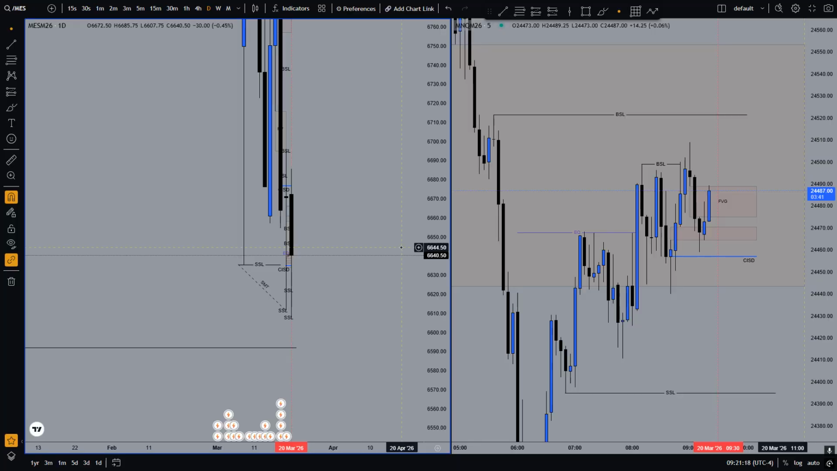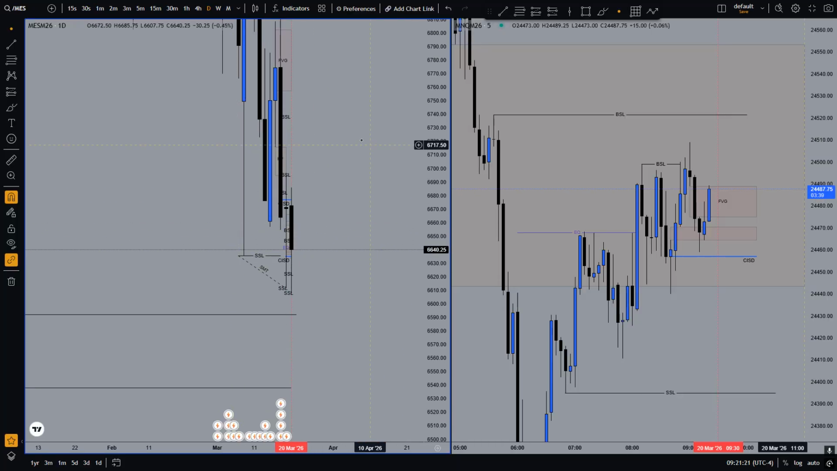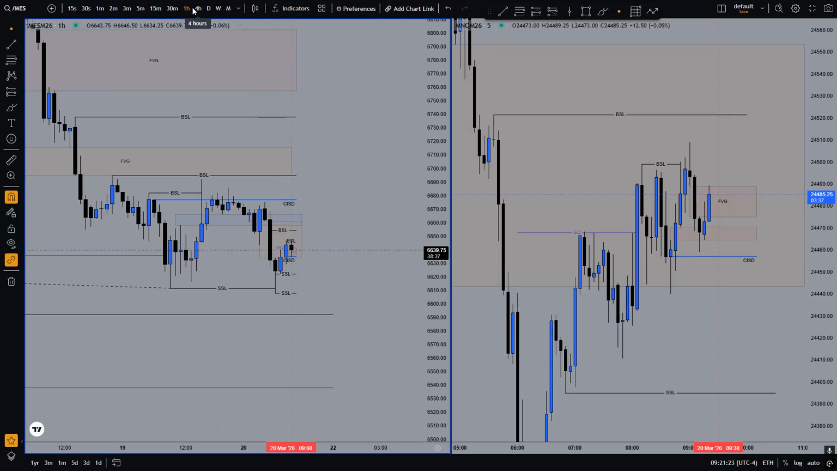Now, also, I'm not against longs. I'm looking to see what the market does for a short, but I'm not fully against longs. It just has to be there. It has to make sense. There has to be a reason for me to long. What did we do? You know what I mean?